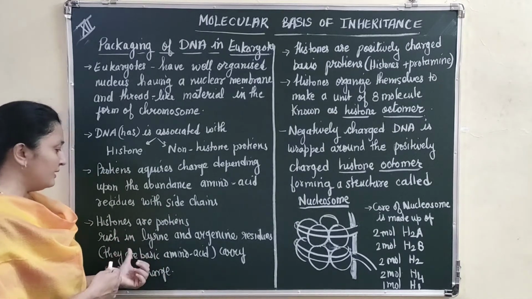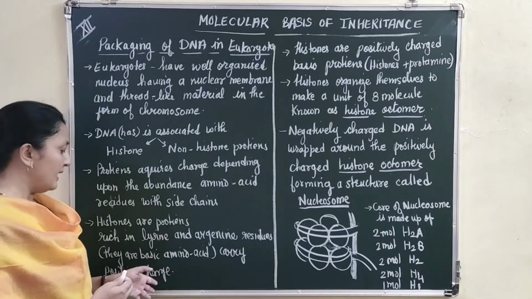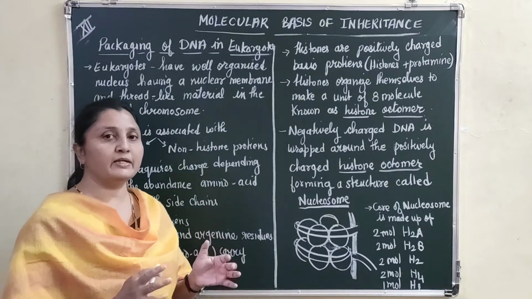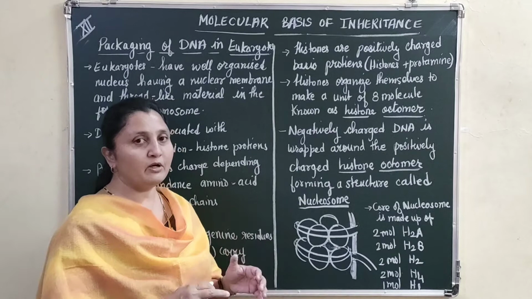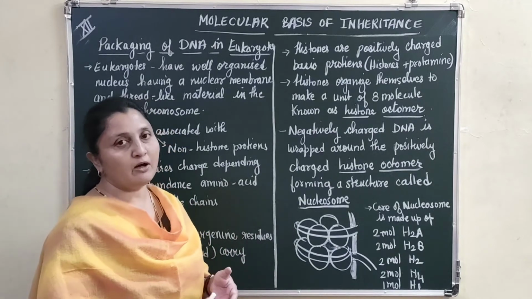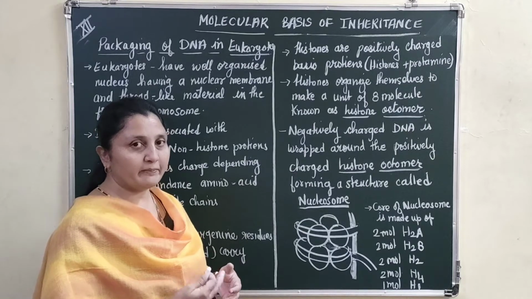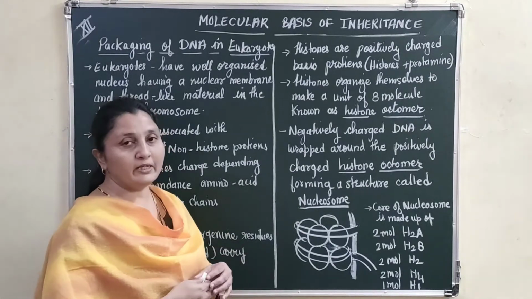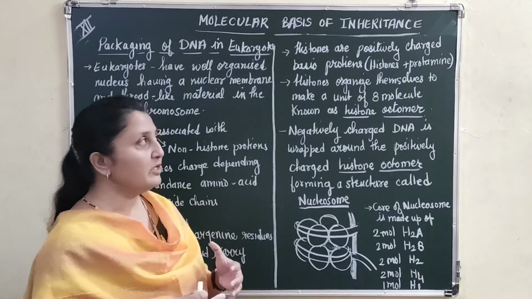Lysine and arginine are the basic amino acids, and so they carry the positive charge. So the proteins which are associated with the DNA have a positive charge because of the abundance of the basic amino acids, that is lysine and arginine. Correct? That is how they get their positive charge. Whereas the DNA is negatively charged.